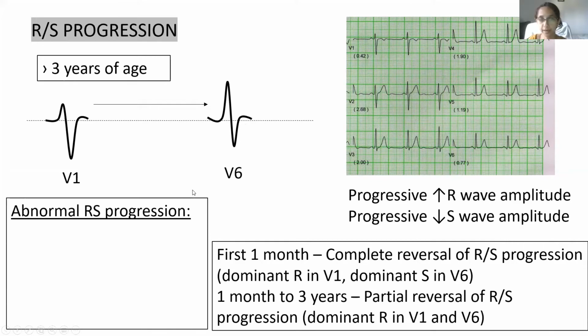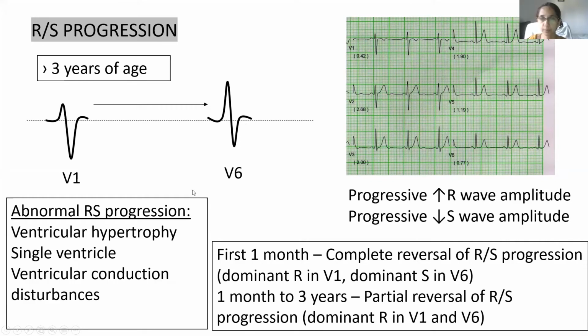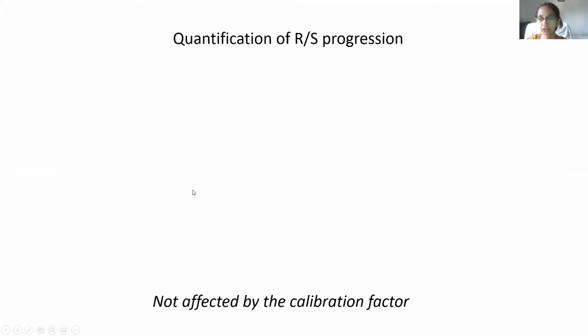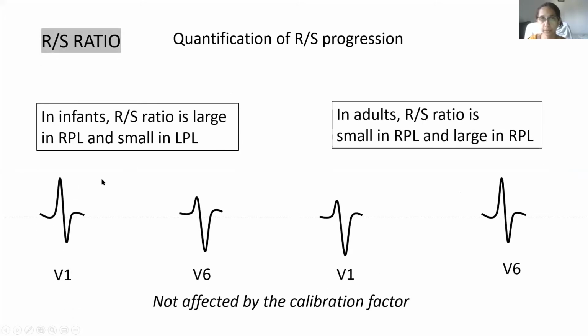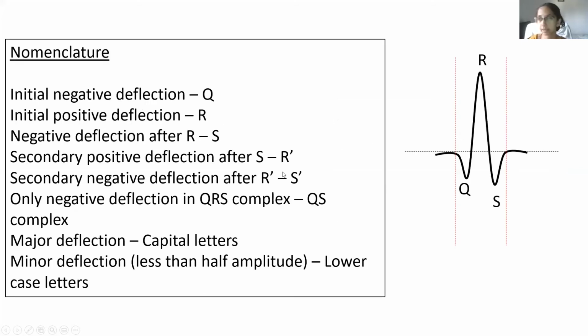The RS progression can be very well understood by quantification of the RS ratio, in the sense that the RS ratio is larger in right precordial leads in V1 in infants, and it's larger in V6 in adults. This is not affected by any calibration factor.